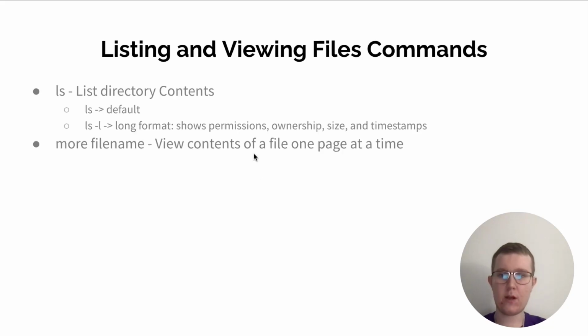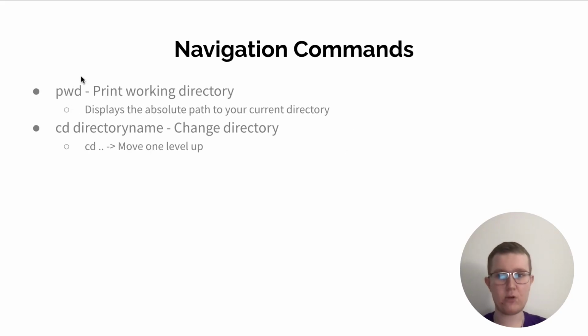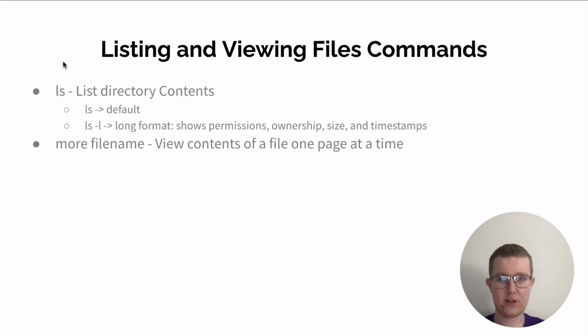So let's continue. For listing and viewing files, you got a command called ls. It just lists the contents of the directory that you're in. The default command is ls just by itself. Just like pwd, you don't type anything after. But there's another one that's called a long format, ls -l. This shows permissions, ownership of a file, its size, timestamp, so when it was accessed, created, things like that. And then you have another one called more. For this one, you have to type in the file name because you're viewing the contents of a file. In order to view the contents, you type in more and whatever file name you want to view the contents of, one page at a time.